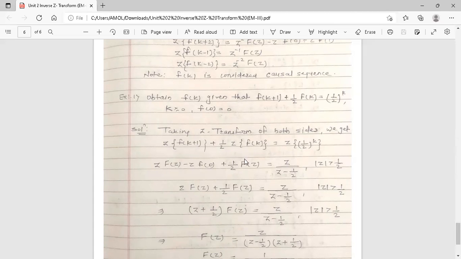Z transform of f of k is f of z. The right side is Z transform of 1 by 2 raised to k, when k is greater than or equal to 0. It is z upon z minus half. Mod z is greater than half here.